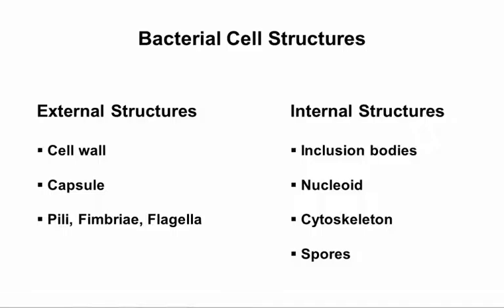Okay? So we're going to look at the cell wall first, then the capsule, and all these fibers that can be on the outside of the bacterial cells: pili, fimbriae, and flagella. What are they? What are their different functions? And then we're going to look at the internal structures in a bacterial cell.